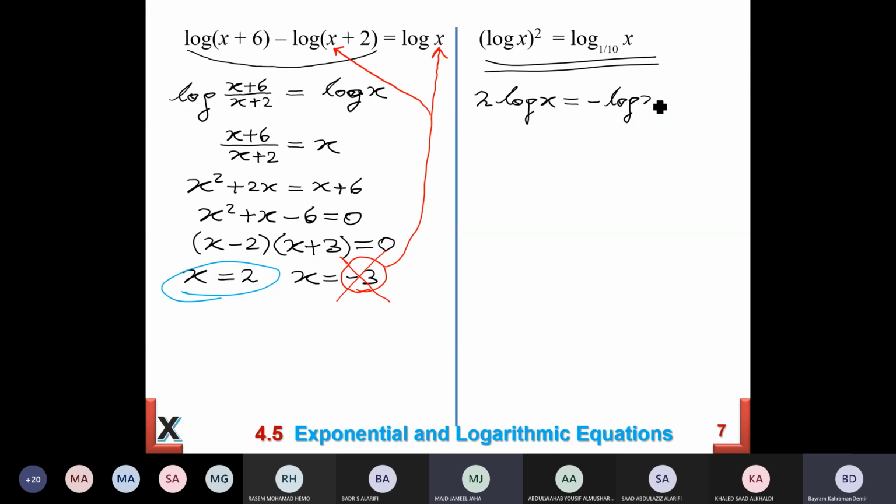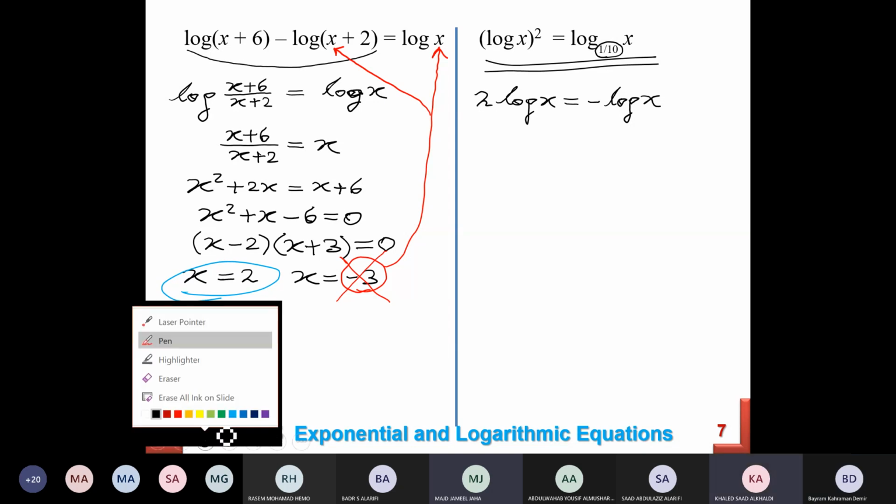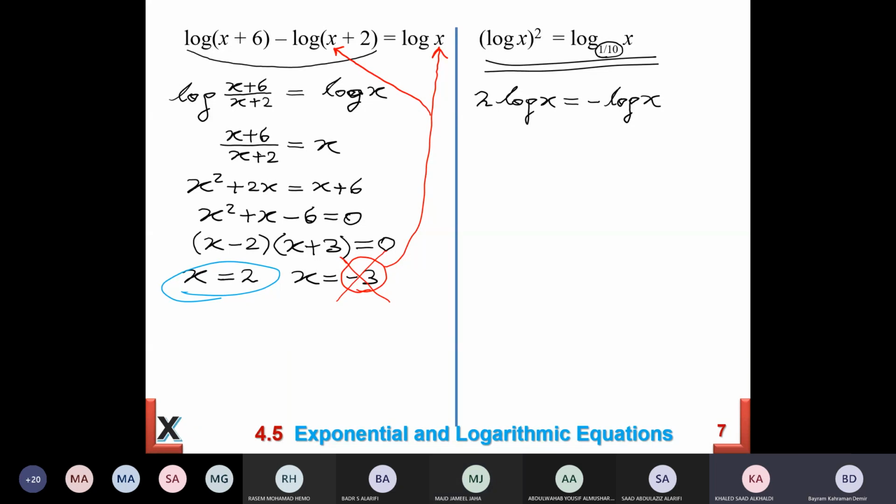When you switch the base from 1 over 10 to 10, we need to multiply by negative. Well, log x squared can't be 2 log x. The square isn't over x, it's over the whole log. Perfect. So this is the mistake, right, Shabab? This power is not the power of x. It is the power of logarithm.